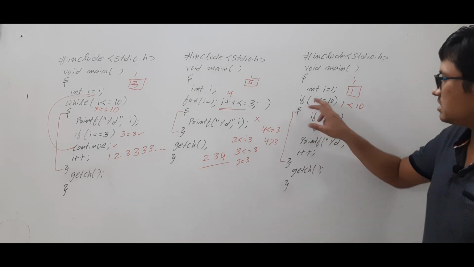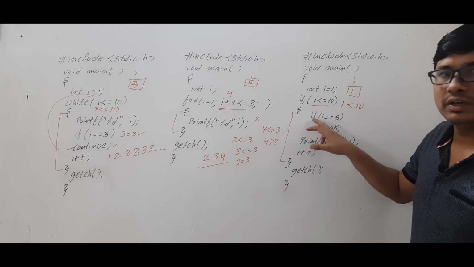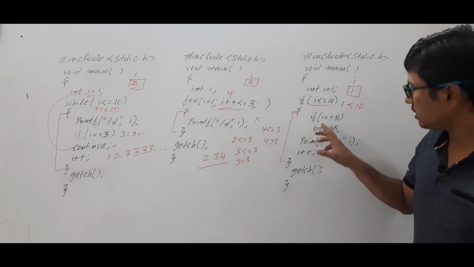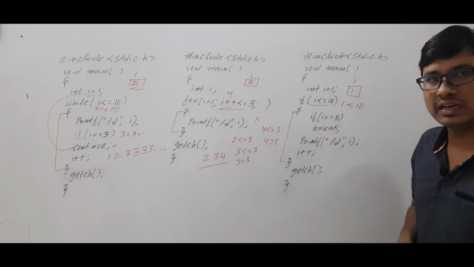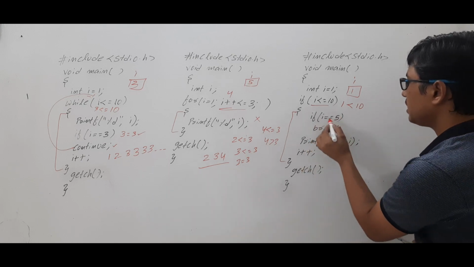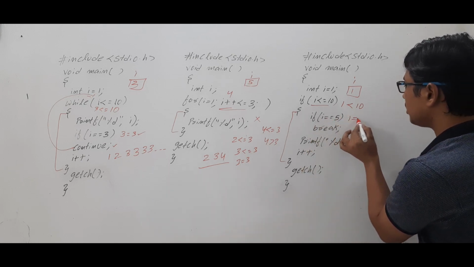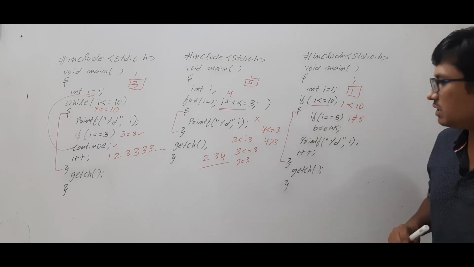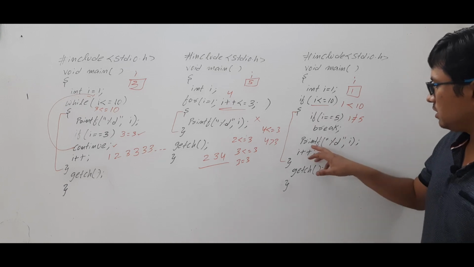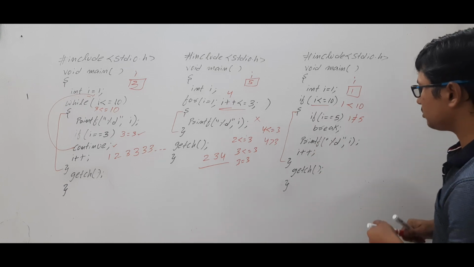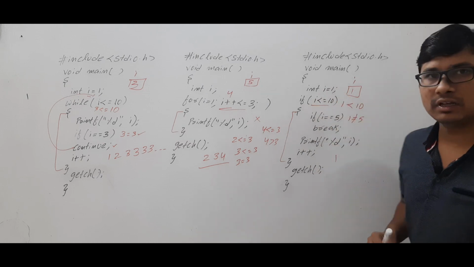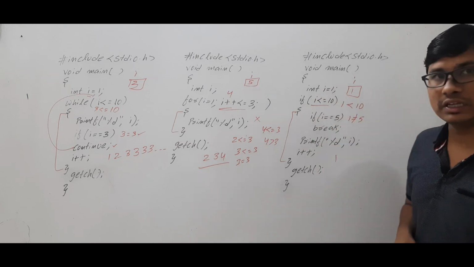If this condition is satisfied, then what will you do? i is equal to 1, i is equal to 5, like that you will say. Now i value is not equal to 5 because i is 1, 1 is not equal to 5. So you will think that break will not be executed. Then you will print the i value, so it will print 1, then it will increment the i value. Like that you will think.